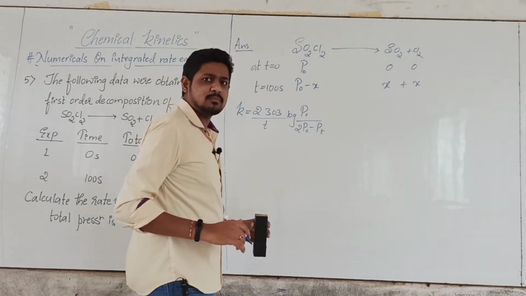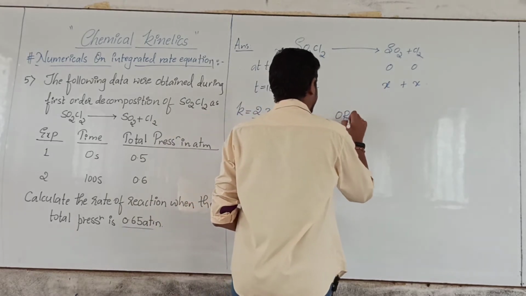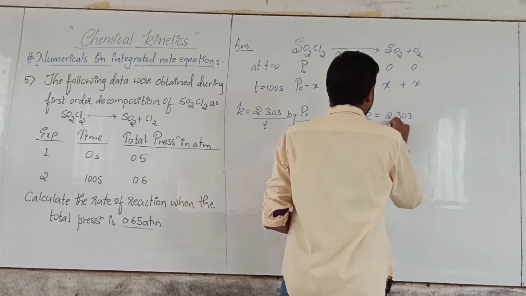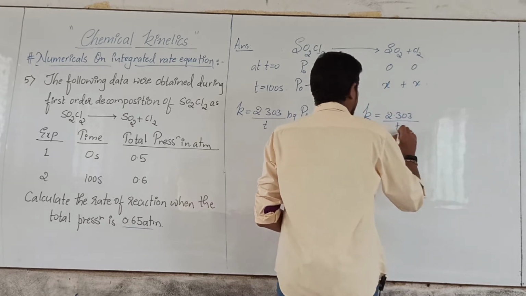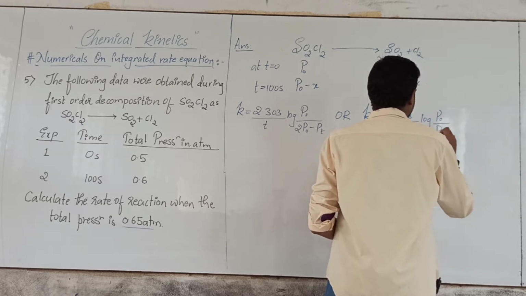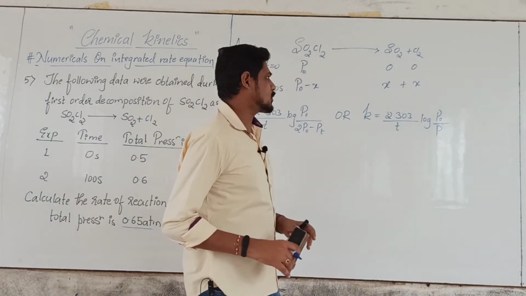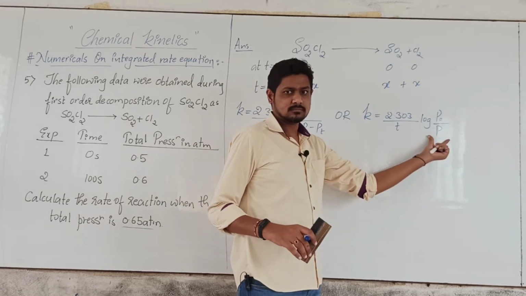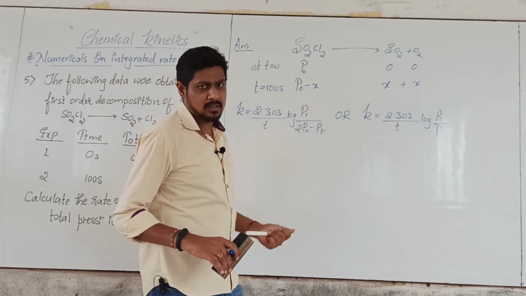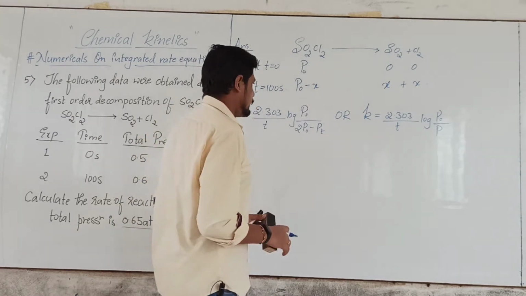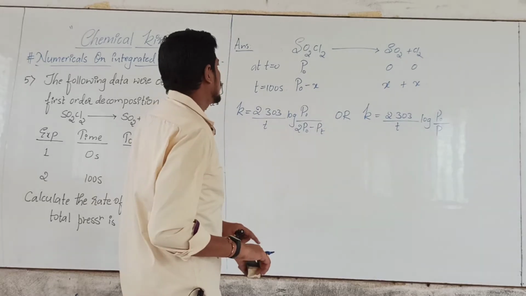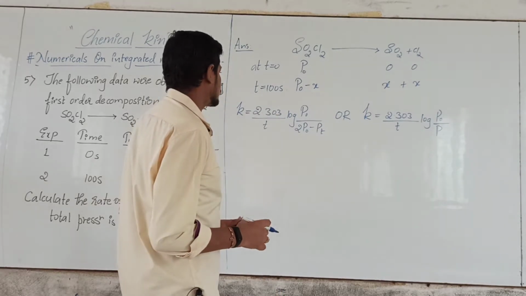Now the same equation can be written in a different way, that is, K is equal to 2.303 divided by time, log of P0 divided by P. P means the concentration of the reactant at a time t, or we can take this also. Both will give the same answer. So any of these I will use now. So what are the things given here?